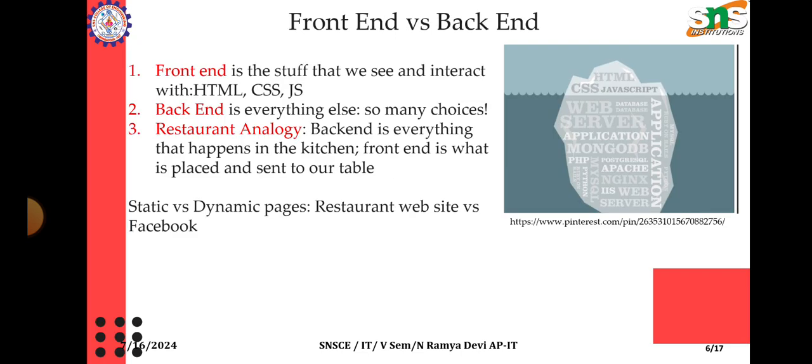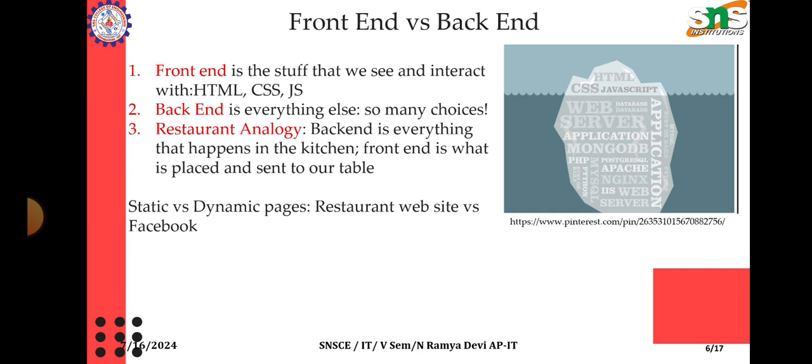So here there are two things. One is your front end, the other one is your back end. Front end is the stuff that we use and interact with: HTML, CSS and JavaScript. Back end is everything else. We have so many choices for your back end, like databases. If you are going to develop a web page for a restaurant, back end is everything that happens in the kitchen, and the front end is what is placed and sent to our table.